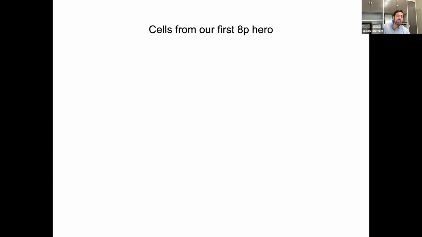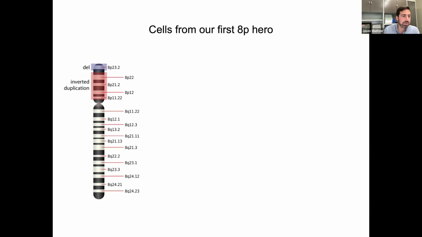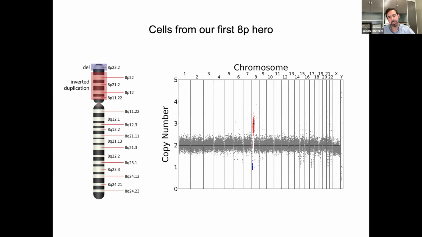We're thankful to Project 8p for providing us with cells from an 8p hero. These were induced pluripotent stem cells from an 8p hero who has an inversion duplication deletion on chromosome 8p. Here's the duplication region in red on chromosome 8. Here's the deleted region in blue. And this is a picture of the karyotype of those individuals determined by whole genome sequencing.